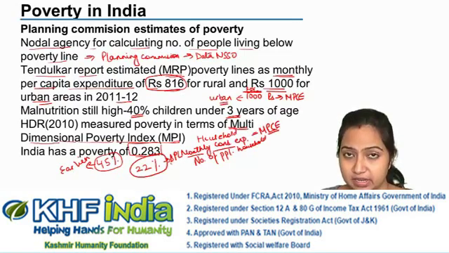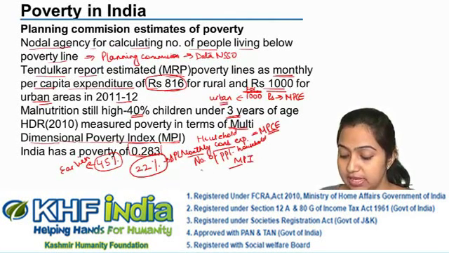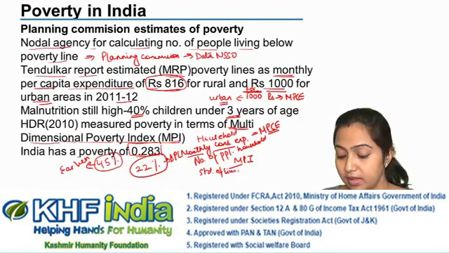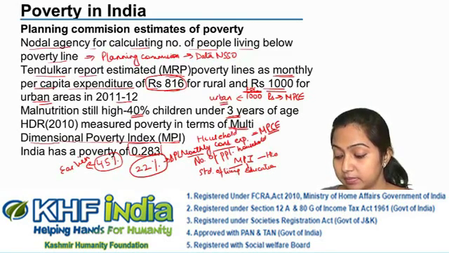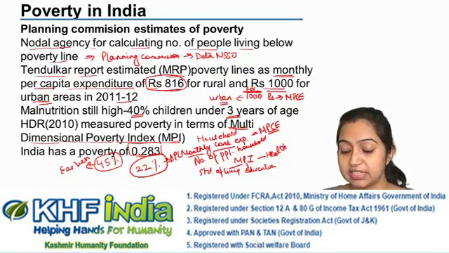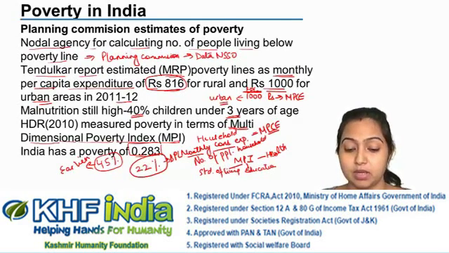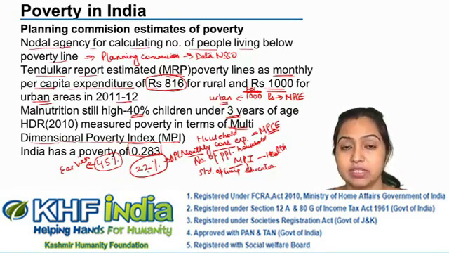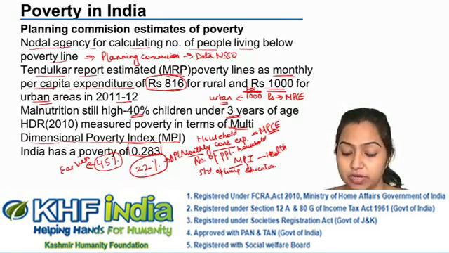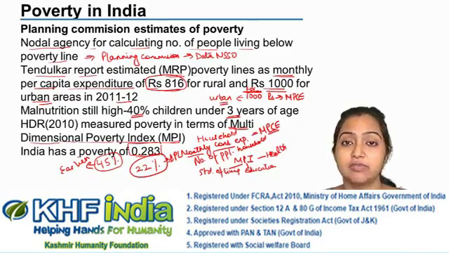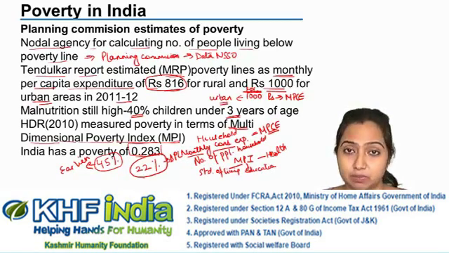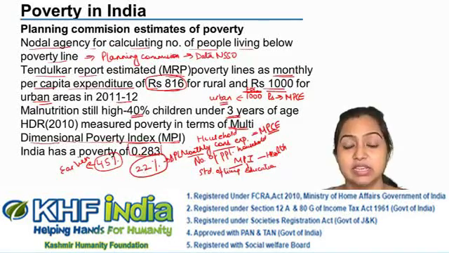Human Development Report 2010 measured poverty in terms of multi-dimensional poverty, and what are the factors that they used. MPI used standard of living, education, and health. On these three factors, they measured poverty, and India's index came out to be 0.283. So this is how poverty is measured in India on the basis of URP, Uniform Recall Period, and MRP, Mixed Recall Period. Mixed Recall Period is a reference period of 1 year or 365 days. And on that basis, it is calculated that if the monthly per capita expenditure of a person is less than 1,000 rupees in urban areas, he is below poverty line.